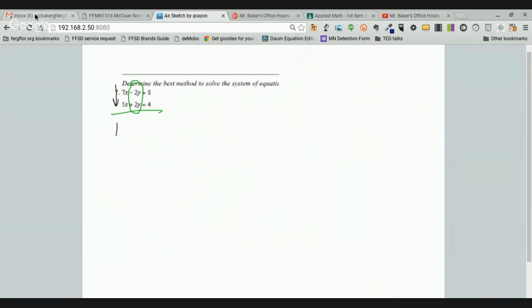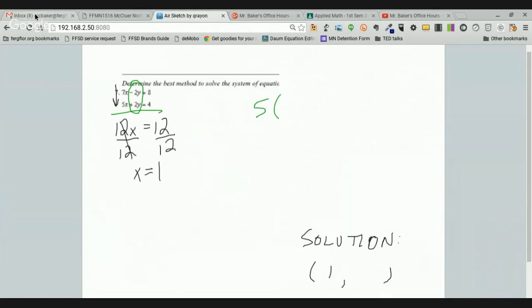So let's do that. Again, I can do that because the coefficients are both 2 and the signs are different, so they're going to cancel out when I add down. 7x and 5x is going to be 12x. 8 plus 4 is going to be 12. Let's solve for x by dividing by 12 now. X equals 1. Let's come down here to my solution. X is 1. Let's see what the y is going to be. Plug it in. I'm going to choose that bottom one just because 5 times 1 plus 2y equals 4.